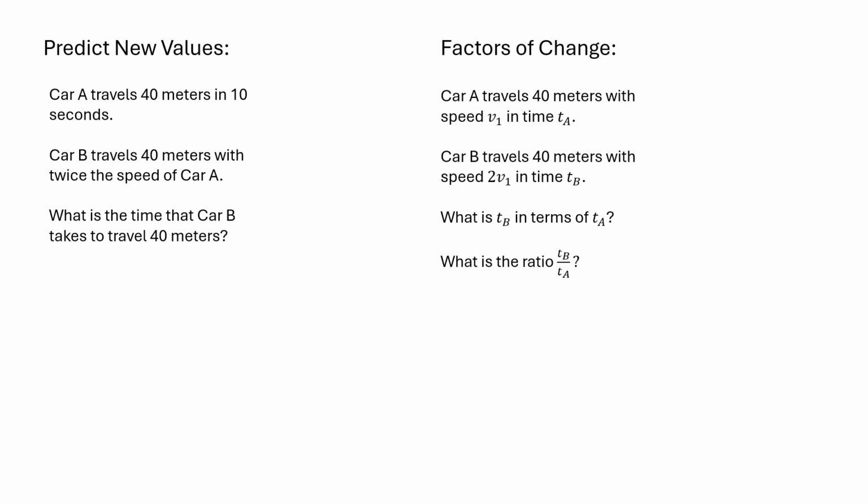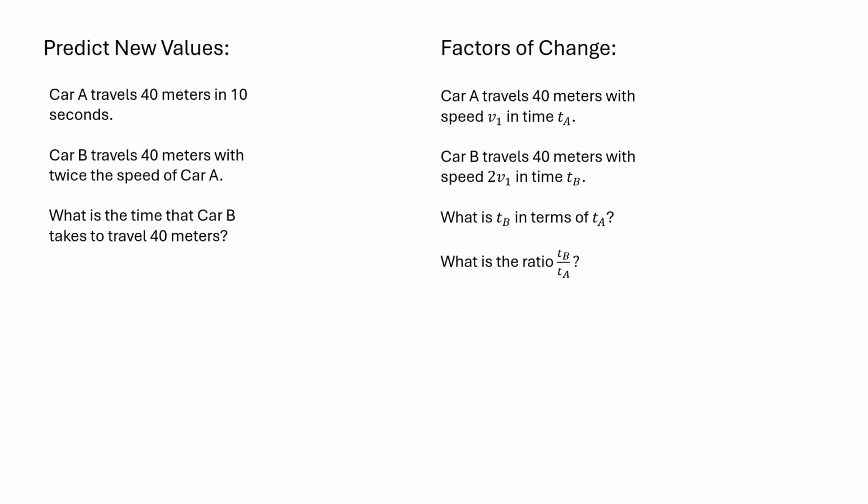Another way to phrase a question like that would be a factor of change. Suppose car A has speed v1, and we know that car B has speed 2v1, twice the speed. We could ask questions like, what is t_B in terms of t_A, or what's the ratio between the two, t_B over t_A? Those are very common ways you might see this sort of thinking.